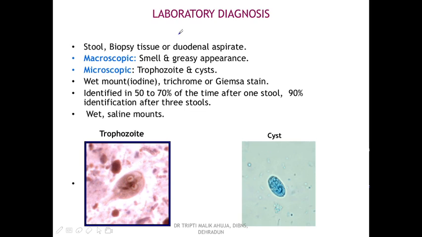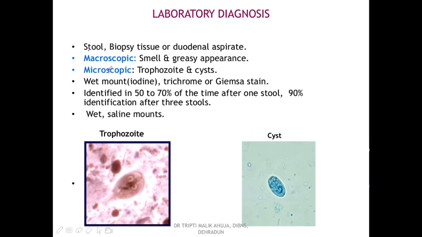In the case of a patient, there can be laboratory diagnosis of giardiasis condition. For that, the specimen is stool, the biopsy tissue, or it can be the aspirate taken from the duodenum. Macroscopic means looking at the appearance of the stool. There is smelly stool. The stool also has a greasy appearance.